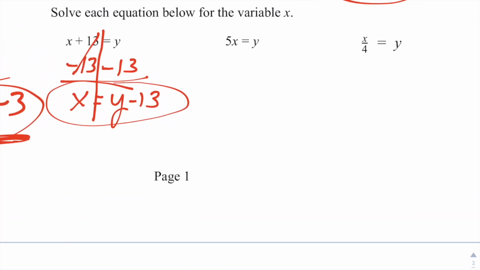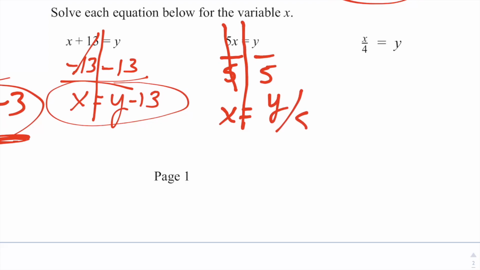Okay, looking at this one, I have the multiplication here, so not a big deal. I still want to be balanced. And just like we did in the previous lesson with multiplication, to undo multiplication, I got to divide. So I got to divide this side by 5, and I have to divide this side by 5. So when I divide both sides by 5, that 5 over here with the x goes away and leaves me just x over here. And over here, I have y divided by 5 remaining. So x equals y divided by 5.